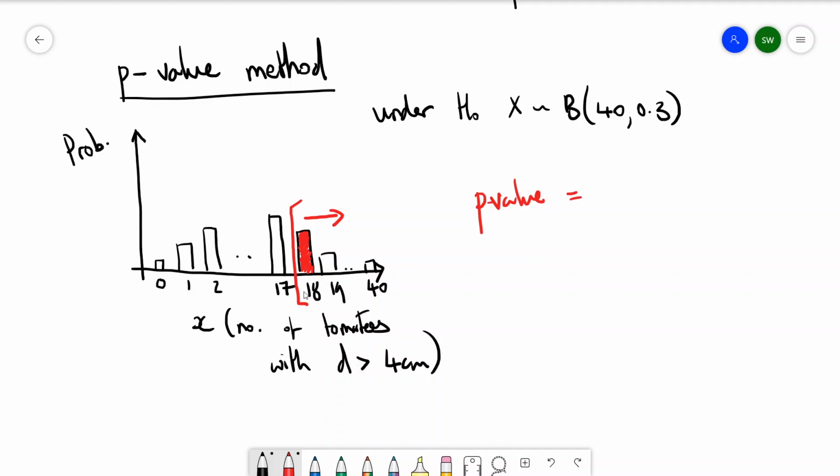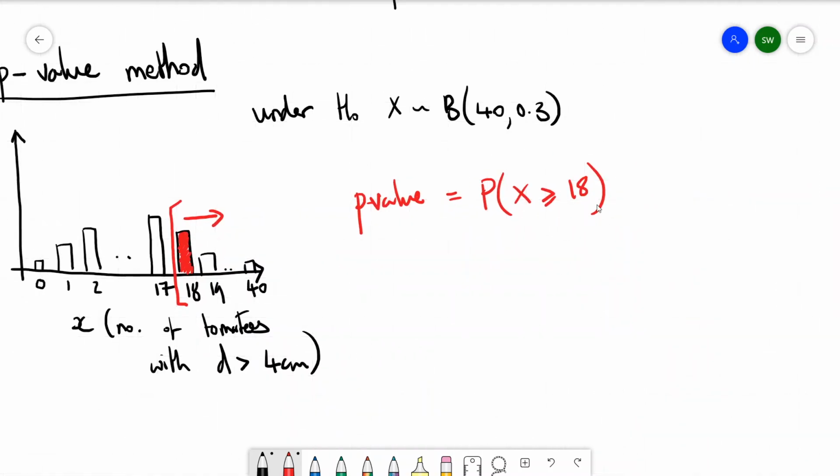So the p-value is going to be, what's the probability where we are or to the right? So that means the probability of x is greater than or equal to 18. And I'm doing greater than or equal to because I know that I need to be in the right of the distribution with large values of x to support H1. So it's a right tail critical region.